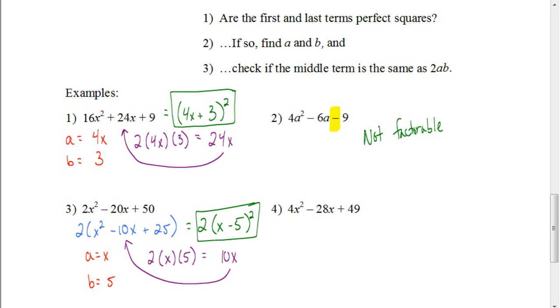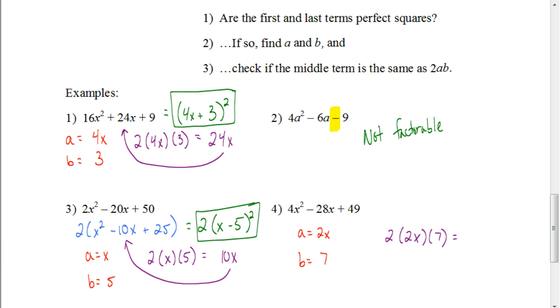Let's look at the next one, 4x squared minus 28x plus 49. There is no greatest common factor here, so we skip that part. Now I want to see, are the 4x squared, the minus 28x, and the 49 a perfect square trinomial? To figure that out, first let's take the square root of 4x squared, which is just 2x. So far, so good. Take the square root of 49. Sure enough, that works out to be 7.